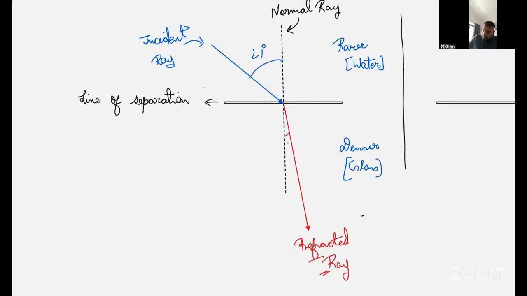So it will move through what did you say? Can you repeat it again? The light will move towards the normal. Yeah, I'll write that point also.